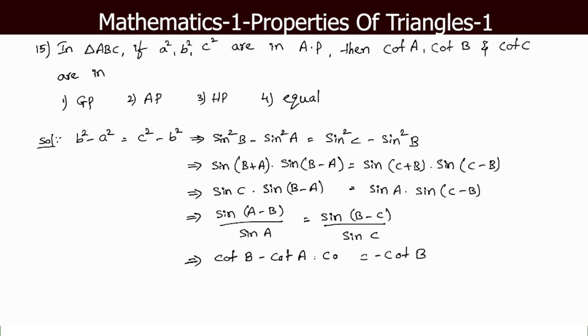Right, sin(a minus b) is sin a cos b minus cos a sin b. Similarly, sin(b minus c) is sin b cos c minus cos b sin c. And if you simplify it, then you will get cot b minus cot a is equal to cot c minus cot b, or what you will get is 2 cot b is equal to cot c plus cot a. That means cot a, cot b, cot c are in arithmetic progression. So the correct option is option number 2.